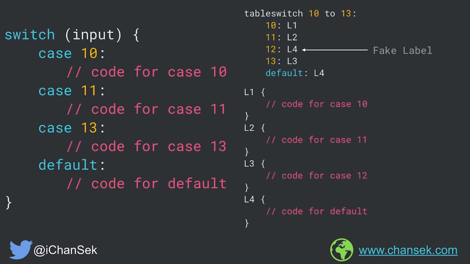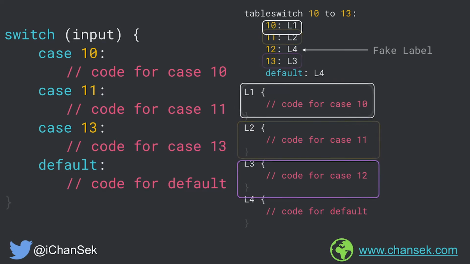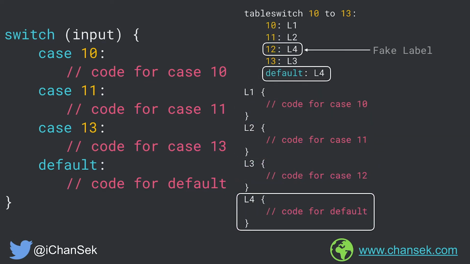And if you notice clearly, the label associated with it, which is L4 in this case, is the same label associated with the default case. Now if the input value is anything between 10, 11 and 13, it goes to corresponding labels like L1, L2 and L3. Whereas if the input value is 12 or anything else, that goes to L4 label. Hope you so far understood how table switch works with respect to the switch statement with sequential cases and switch statement with some skipped cases.